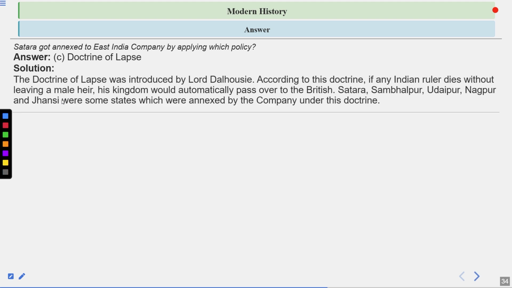Solution. The doctrine of lapse was introduced by Lord Dalhousie. According to this doctrine, if any Indian ruler died without leaving a male heir, his kingdom would automatically pass over to the British. Satara, Sambalpur, Udaipur, Nagpur, and Jhansi were some states which were annexed by the company under this doctrine. And this doctrine was one of the major political reasons behind the revolt of 1857, which is also considered the first independence war against the British.